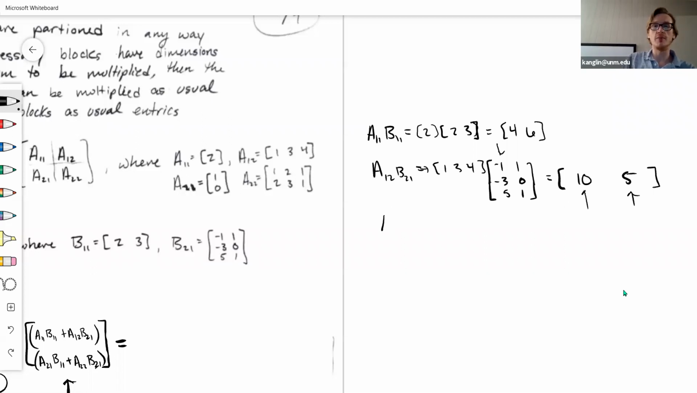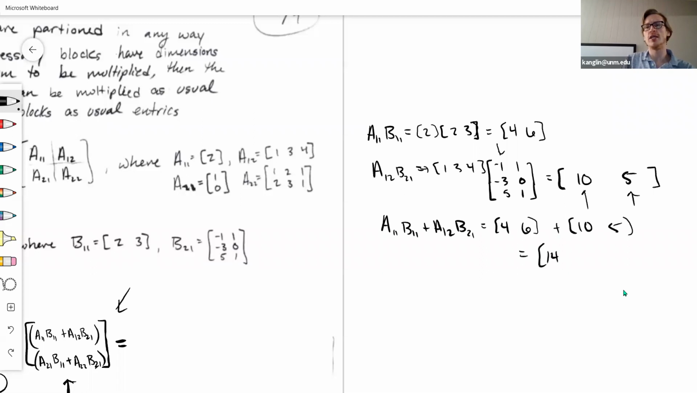Well, maybe let's finish this up for the first entry of our product down here. A11, B11 plus A12, B21 equals 4, 6, plus 10, 5, easy to add, 14, 11. So there we have the first row here. What do we have left? A21, B11.